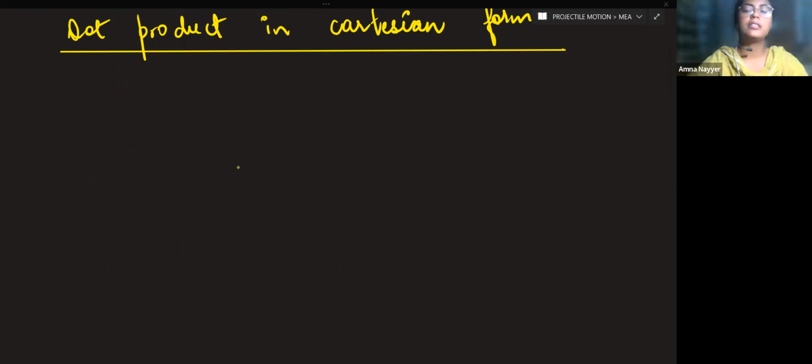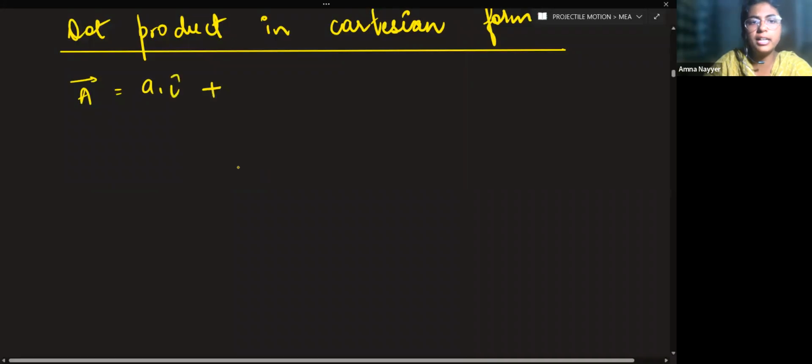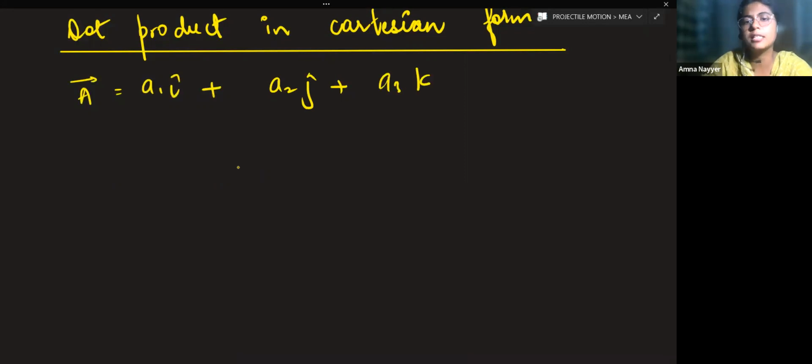Now see the dot product in Cartesian form. So this is easy. In case of dot product, you don't have to form the determinant system. So this becomes easier. So dot product in Cartesian form, let's take two vectors. A1 I cap plus A2 J cap plus A3 K cap.